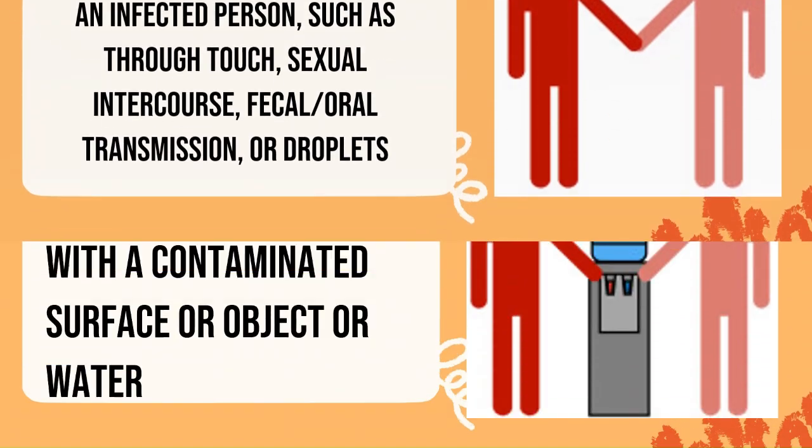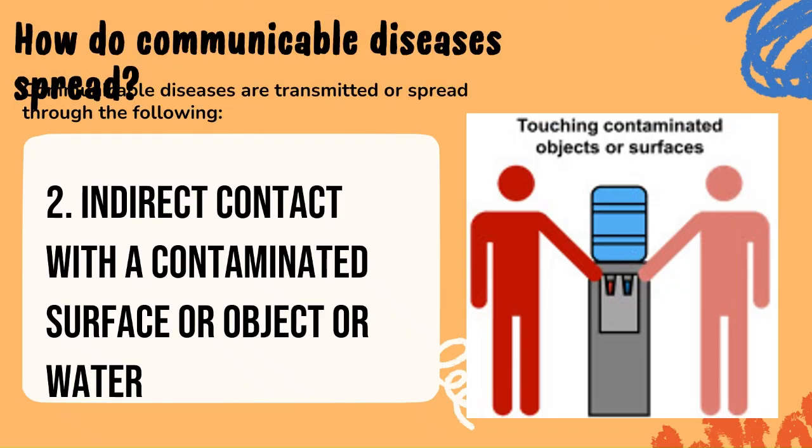So number two is indirect contact. In this case, germs spread when a person touches or uses an object that has been contaminated by an infected person. These objects can be doorknobs, toys, utensils, phones, or water. For example, the common cold and flu spread when you touch things that have germs and then touch your mouth or nose.